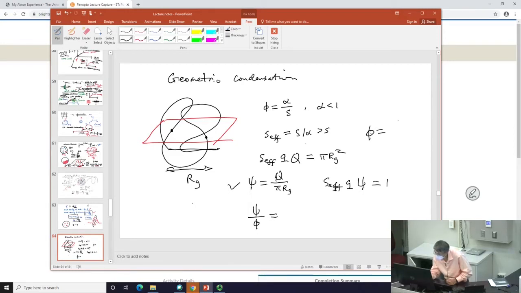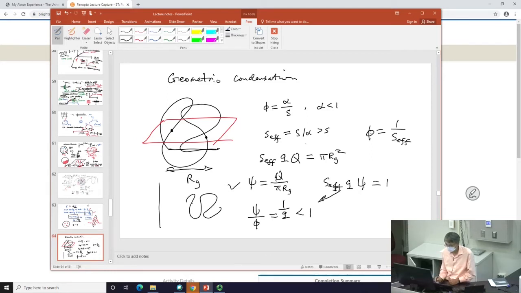Phi is 1 over S infinity. So from this equation, this ratio is nothing but 1 over Q, sorry. Of course, it's a smaller than 1 quantity. So the only time you could have a chain really going through the surface only once is for the chain to unfold, to be fully stretched. Okay?